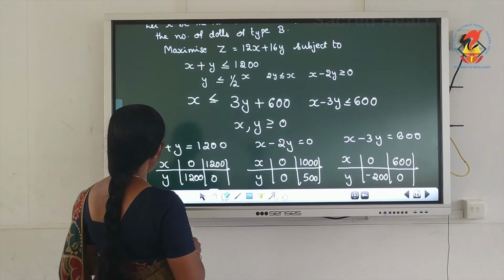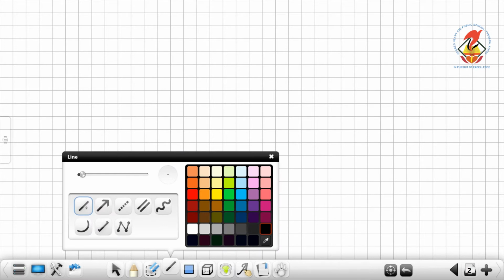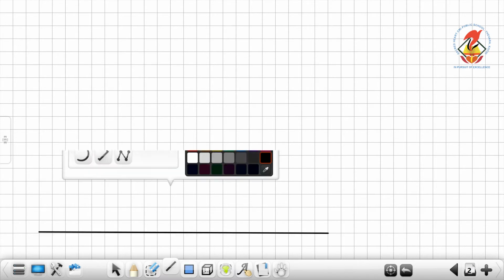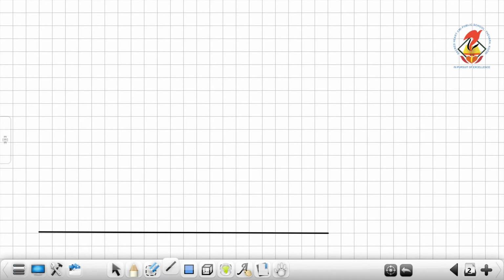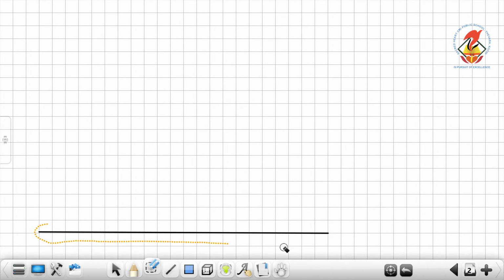So, take the graph, draw the line. Negative is there, so no space here.